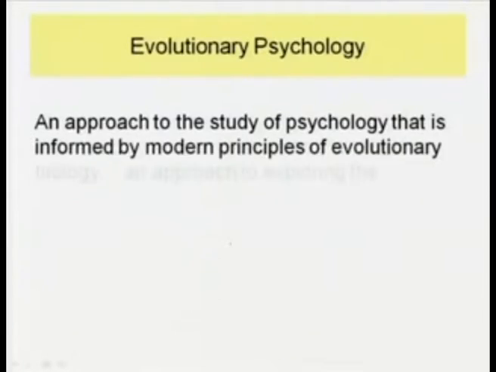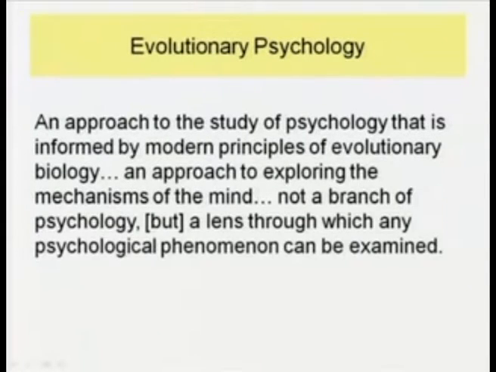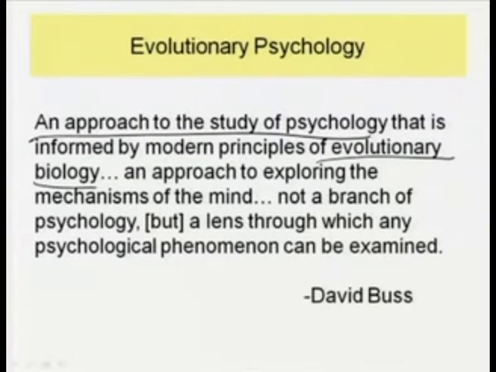So, what is evolutionary psychology? We get this point from scholars like David Buss, and I'm reading from David Buss and his handbook on evolutionary psychology. So, this is what Buss has to say. Evolutionary psychology is an approach to the study of psychology that is informed by modern principles of evolutionary biology. Look at this term, an approach to the study of psychology.